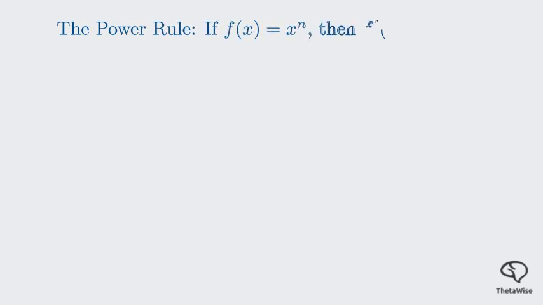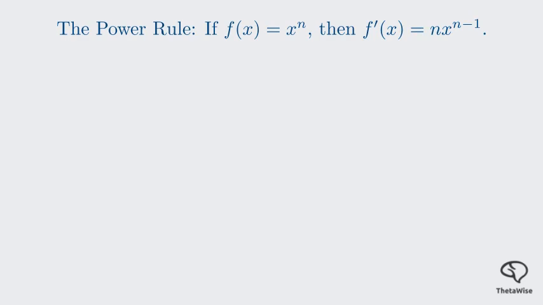Next up is the most important rule for differentiating polynomials. The power rule states that if f of x equals x to the power of n, then its derivative is n times x to the power of n minus 1. In other words, you bring the exponent down as a coefficient and then subtract 1 from the exponent.